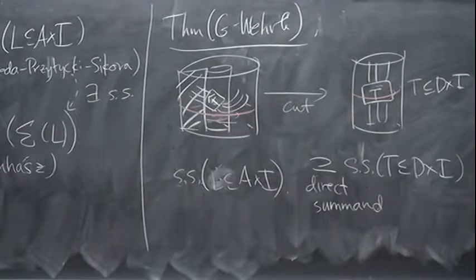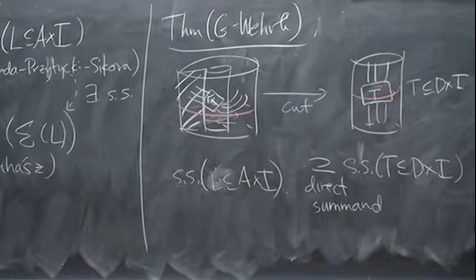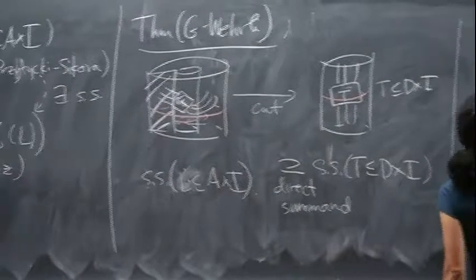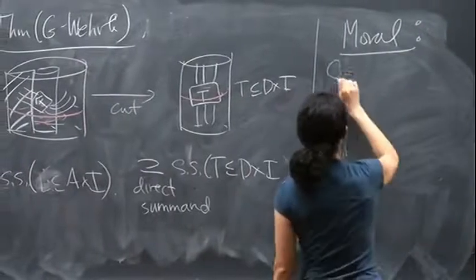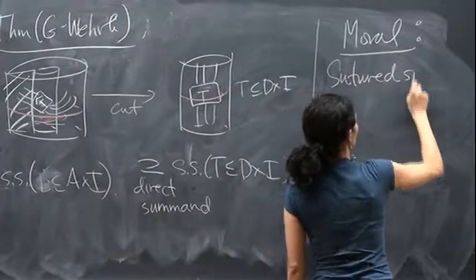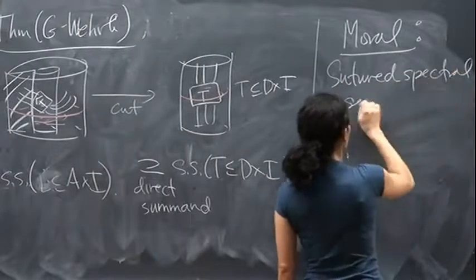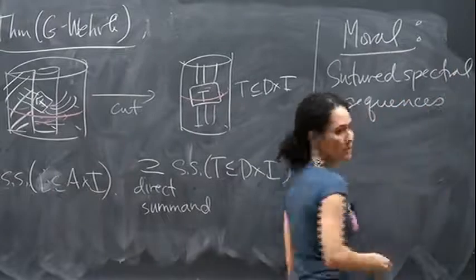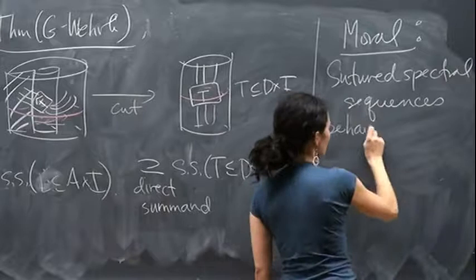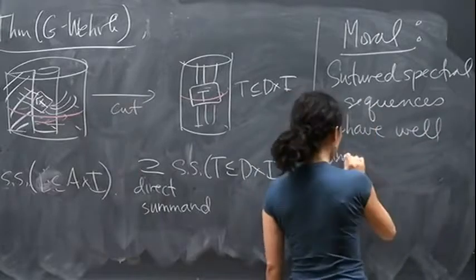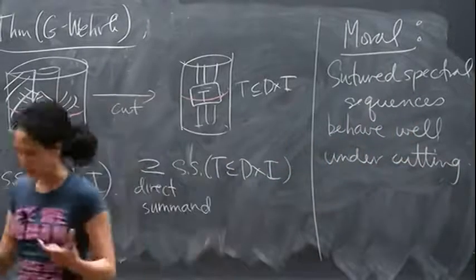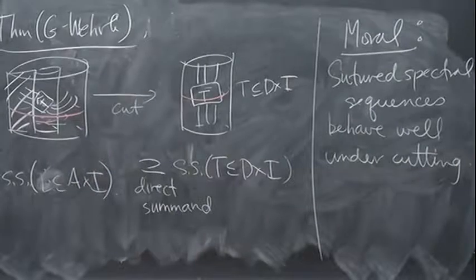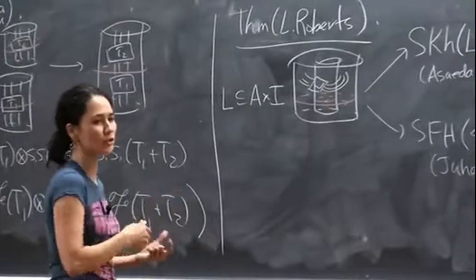So the moral of this whole story that I've been telling you is somehow that these sutured spectral sequences behave well under these cutting operations. So if you want to know how the connection between Heegaard Floer homology and Khovanov homology behaves when you cut in these sort of natural ways, then you should really be looking at these sutured versions of these two theories.